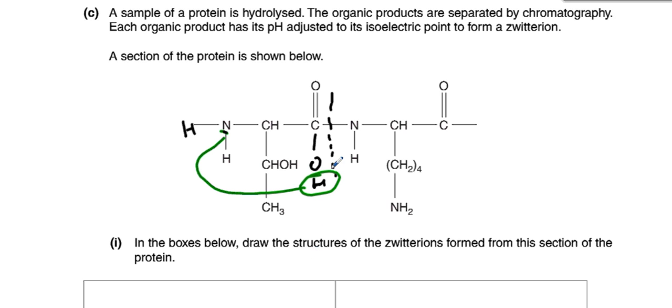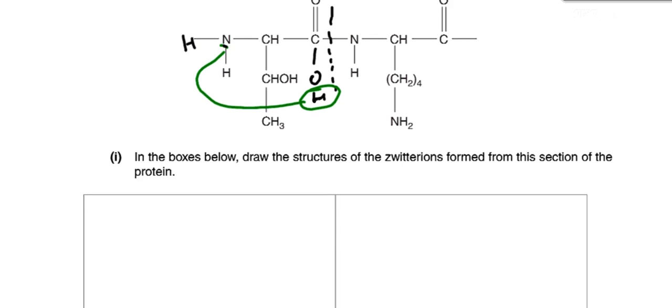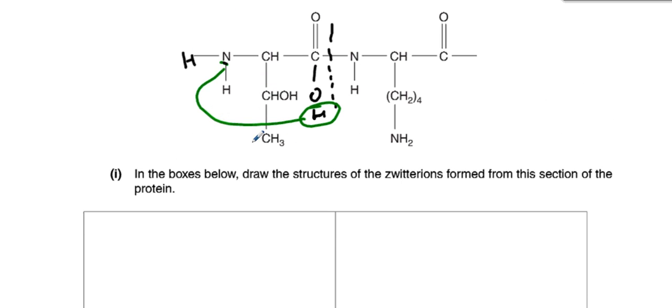You will have to put the charge on here and on there, which is plus and which is minus. We'll see when I draw the diagram. Both are zwitterions, and notice the difference here in the R group. This one has an R group with an alcohol, this one an R group with an amine, and that is going to be important as we go down into the next part of the question.